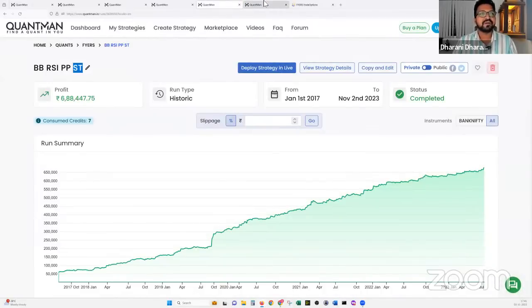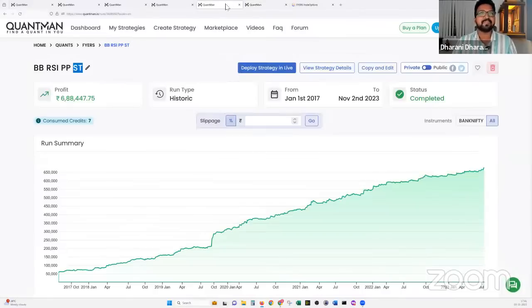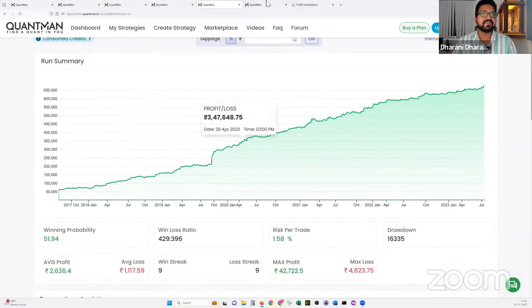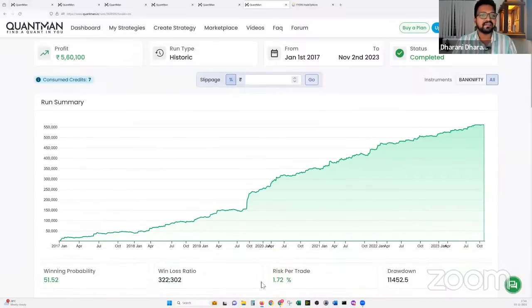So now it's your turn to tell me which strategy is best. Earlier we had the super trend exit, which is 1.58. And right now we got the 9:30 entry. So it has 1.72. Now, which one is the best? It's exactly the 1.72. The 9:30 strategy is the best.